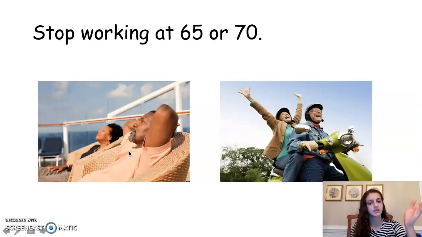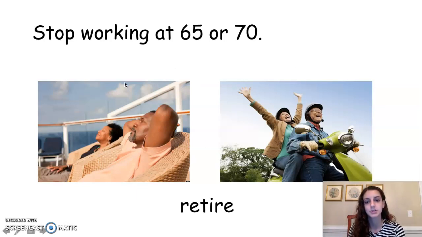The next major event in someone's life is when they stop working at 65 or 70. So they have worked very hard and now they can relax and stop working. This is called retirement. So when they stop working, they retire.